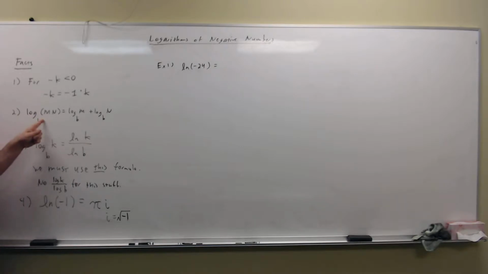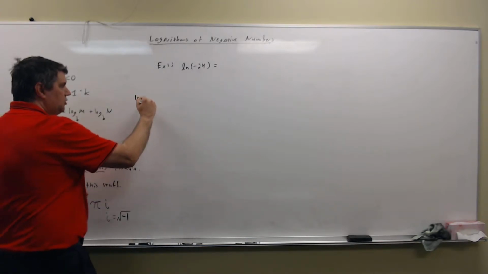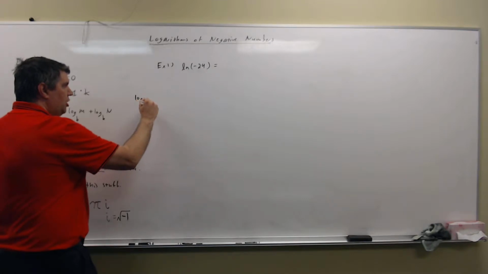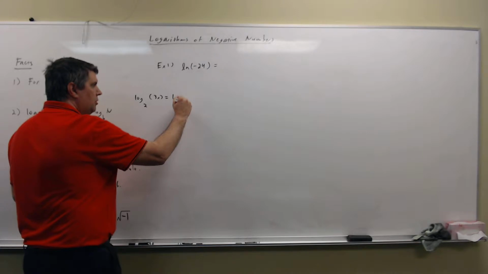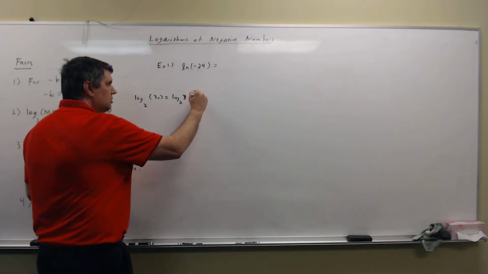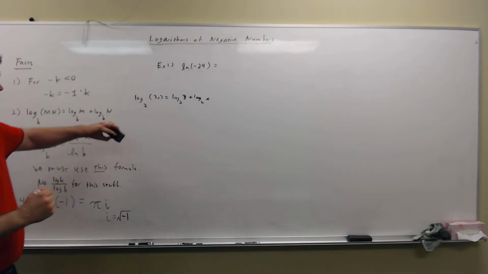This property of logarithms is invariably introduced in college algebra courses. So for instance, log base 2 of 3x could be written as log base 2 of 3 plus log base 2 of x. Okay?